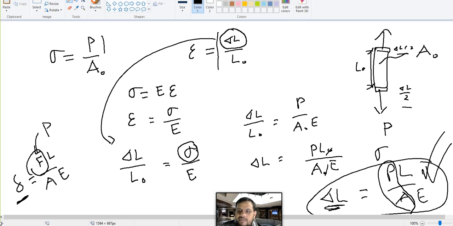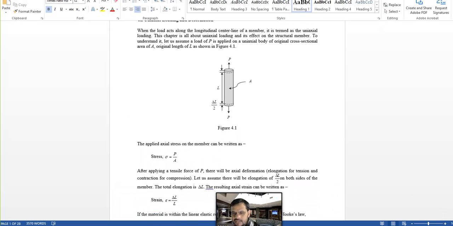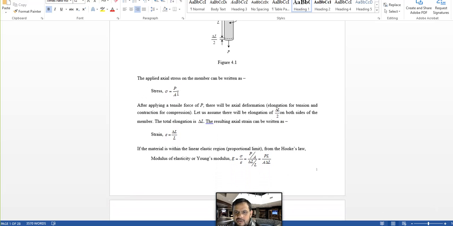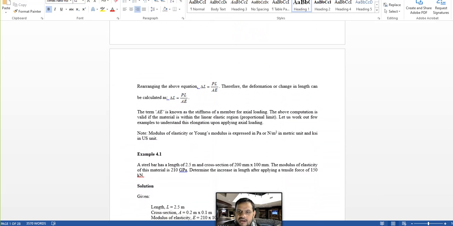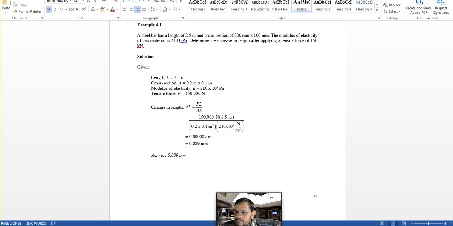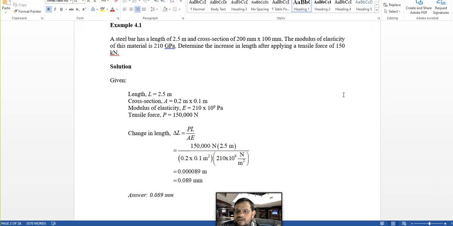Okay, now we will see some examples of how to calculate. In your handout, you can see that whatever I just discussed, I wrote the same thing. First, stress is P by A, but A means A naught. Strain is delta L by L, where L means L naught. After that, we can derive the equation. You do not need to learn how to derive it, you can just use this equation directly. One example here. Can you see this example? I think yes. Now I am sharing my screen.